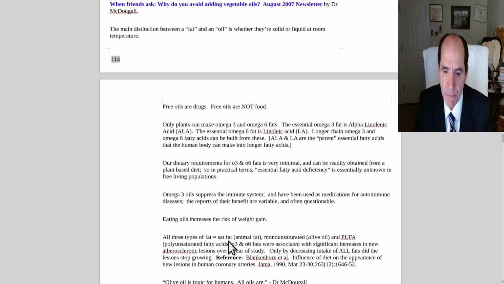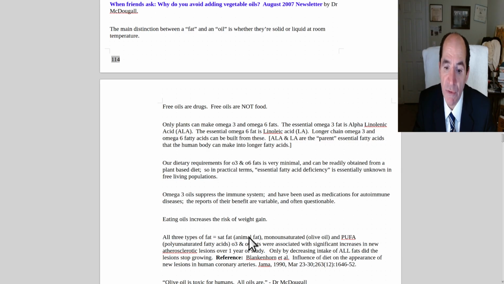Okay, all three types of fat. Saturated fat, which is basically animal fat. Monounsaturated fat, which is primarily olive oil. Olive oil is not a pure MUFA, monounsaturated fatty acid. It's also some sat fat, 11 to 14%, and it's also some significant amount of omega-6 fats. PUFA is polyunsaturated fatty acids. Usually when people say that, they're talking about omega-6 fat, but it also includes omega-3 fats.